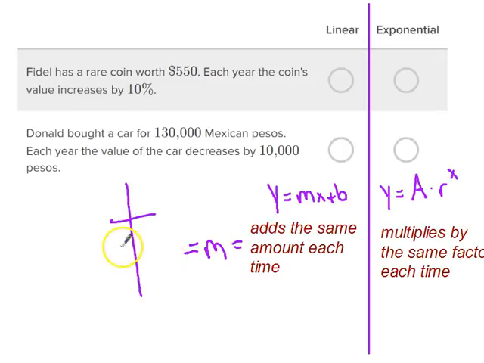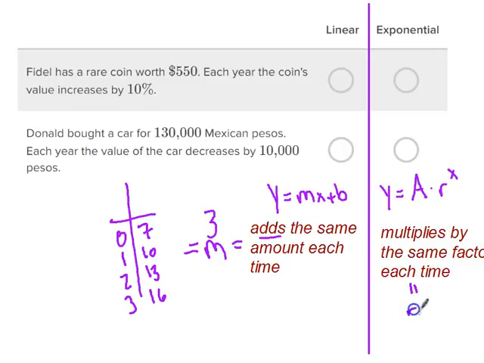So every time x goes up by 1, then m tells you how much it increases. So if m was 3, for example, the amount that you add each time would be 3. M tells you the amount that it goes up every time, or down. I don't mind saying adds because it could be that it adds a negative. So linear functions add the same amount each time, and that's m, because it's m times x.